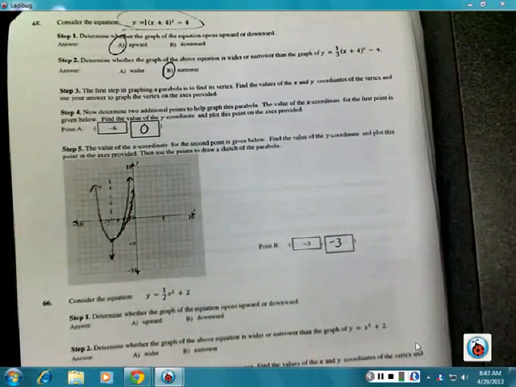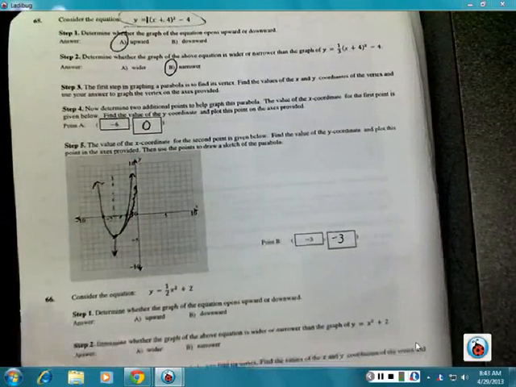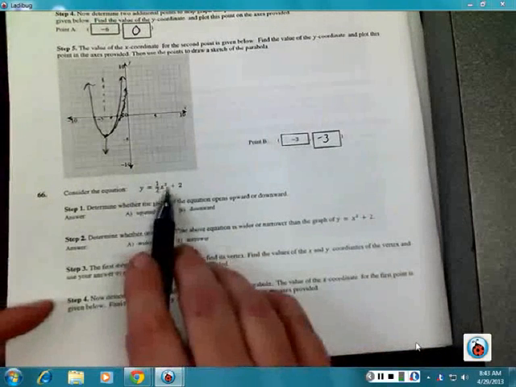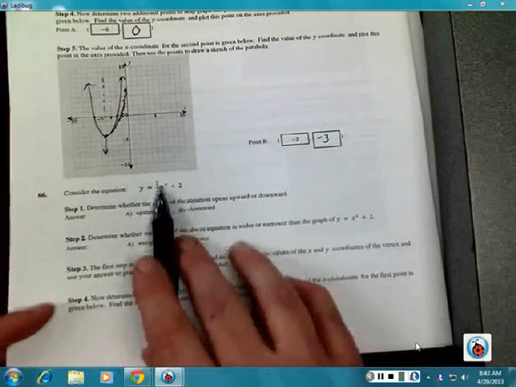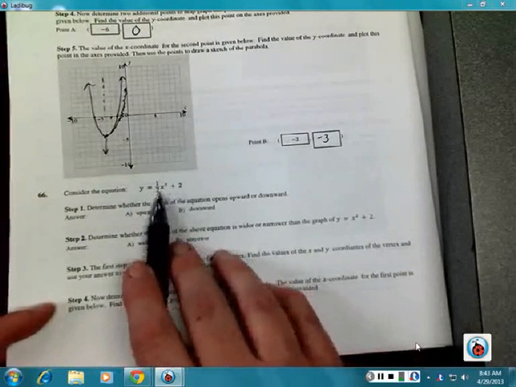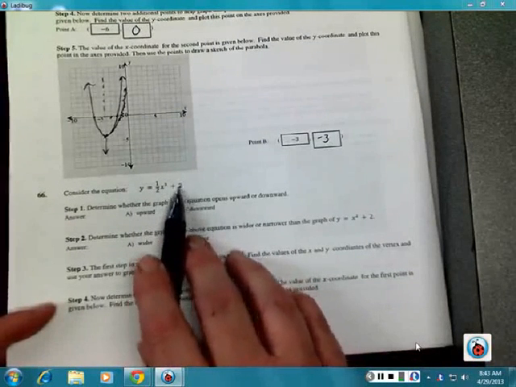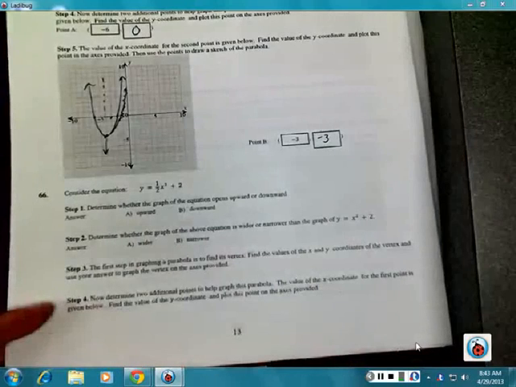Yep, I'm off a little bit in that location. So that's what it should be doing. All right. Then there's another one. I'm going to leave that one for you. This one has no H. There's no H in here. So H is 0. So my vertex is at 0, 2 for this one. So keep that in mind.